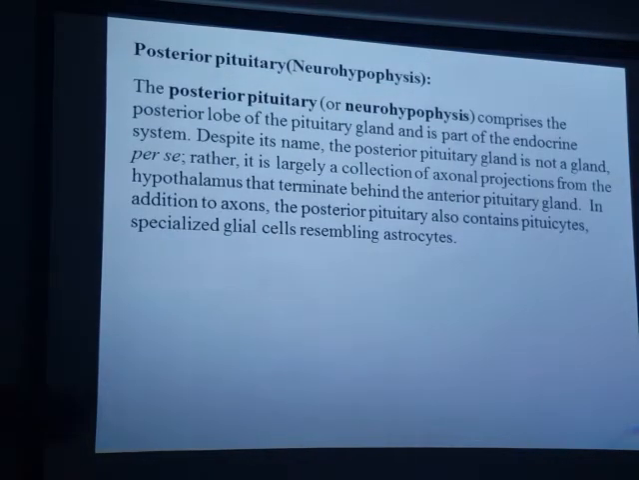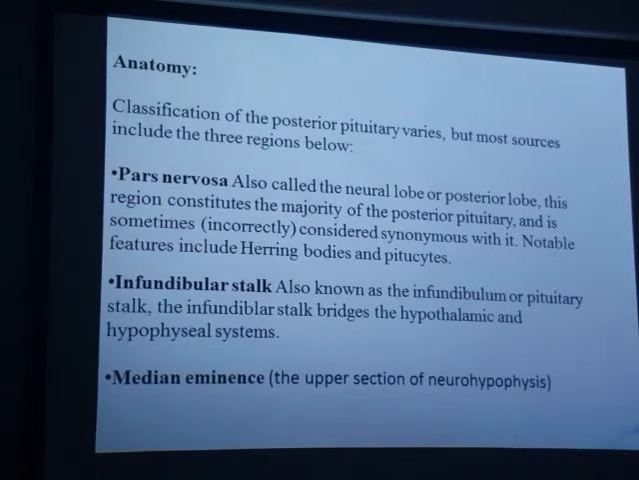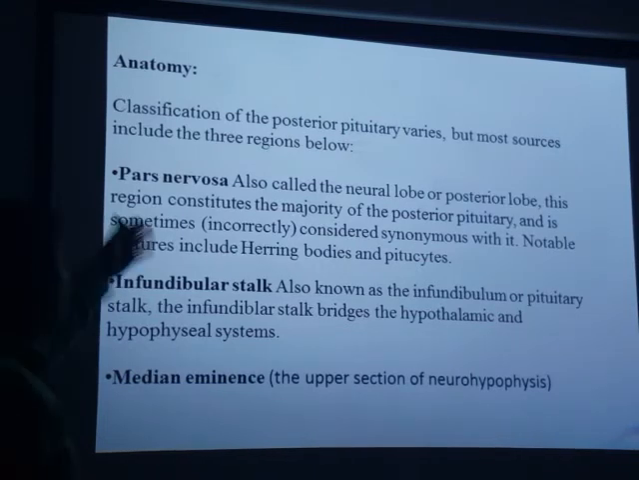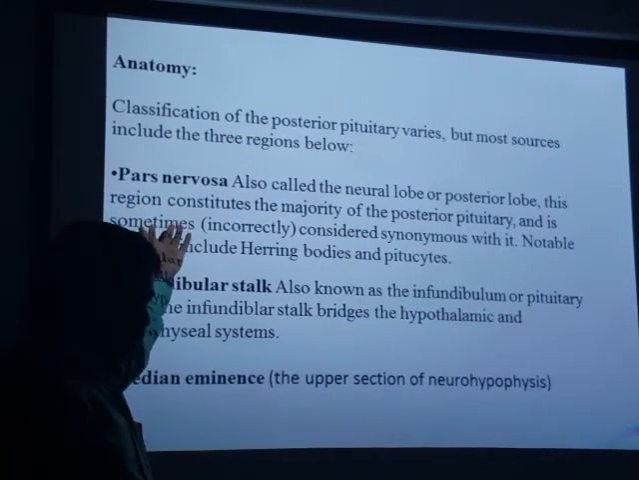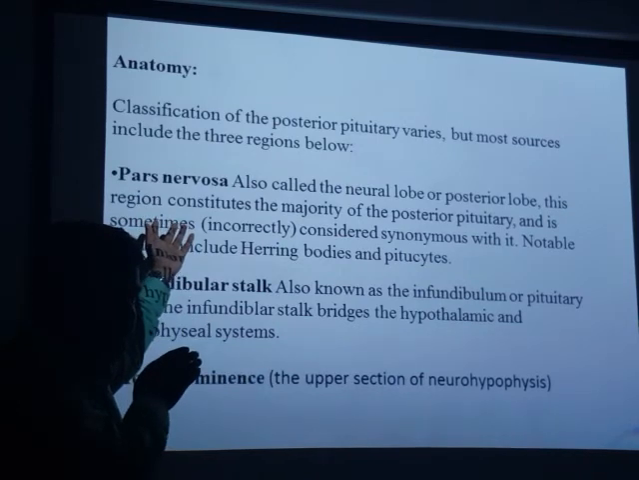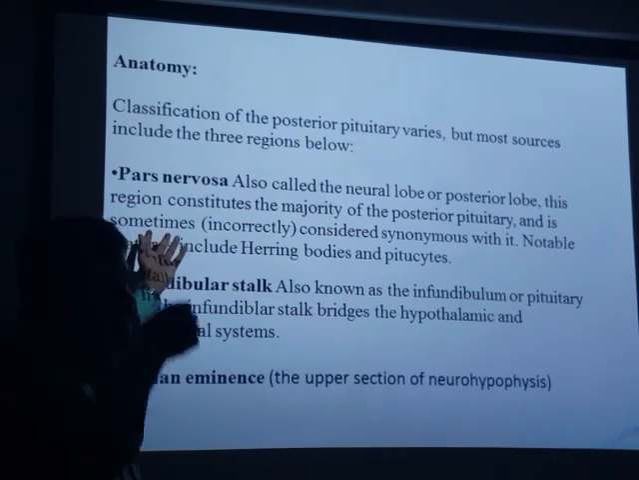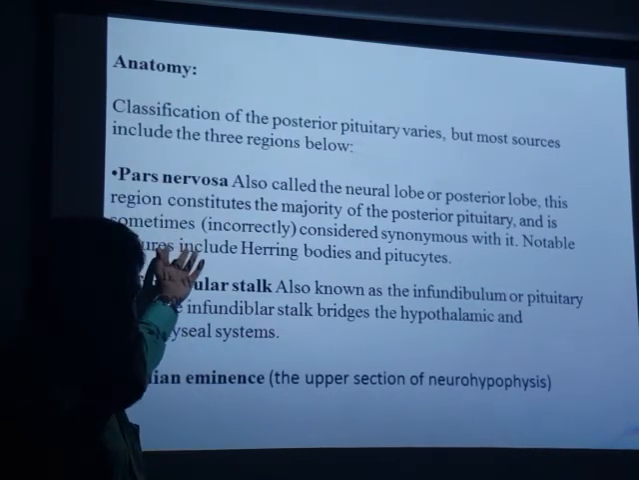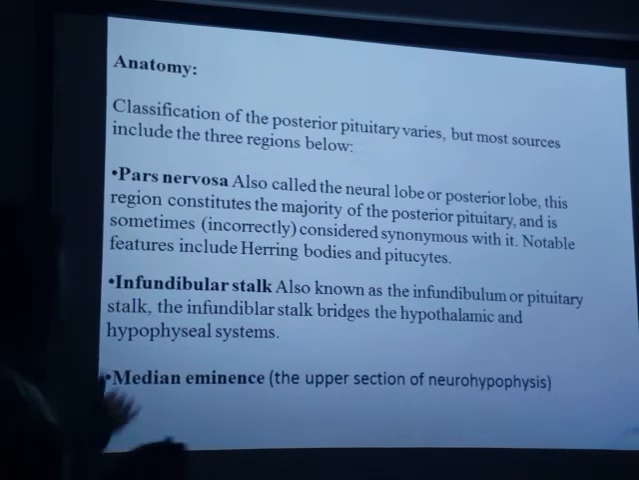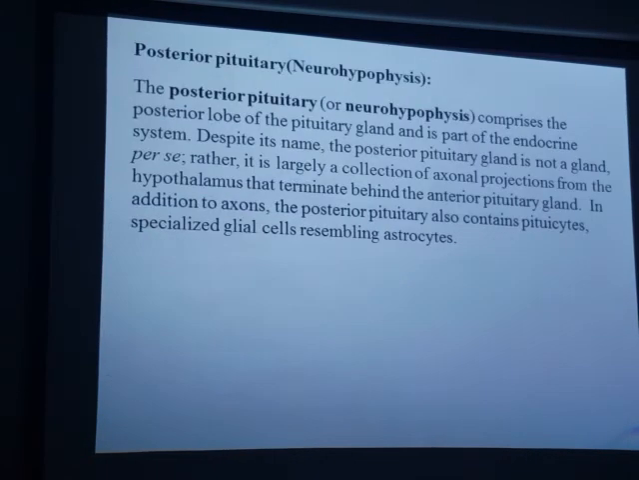So the same three parts again: the pars nervosa, that mainly consists of the axons, cell bodies of which are situated in the hypothalamus, and then the infundibular stalk. The pituitary stalk itself is included in the posterior pituitary. The covering of the pituitary stalk is anterior, the pars tuberalis. What does the pituitary stalk contain? It contains the axons coming from the hypothalamus to the posterior pituitary, that is the infundibular stalk, and the median eminence, the small part. Okay?